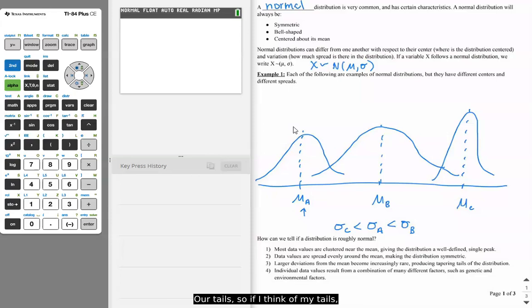The third says larger deviations from the mean become increasingly rare, producing tapering tails of the distribution. So if I think of my tails, there's not as much data over there because it's getting farther and farther from the mean. Most of our data with a normal distribution always lies pretty close to the mean. And fourth, it says individual data values result from a combination of many different factors, such as genetic and environmental factors.